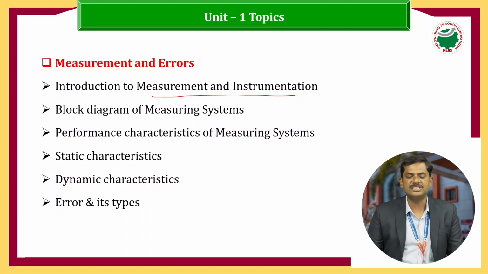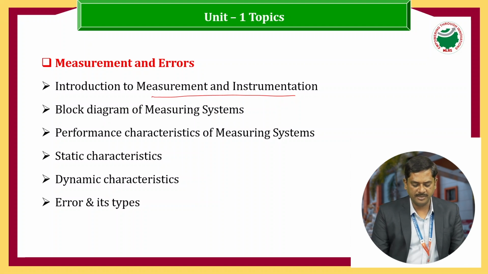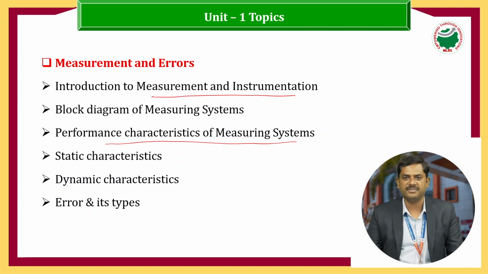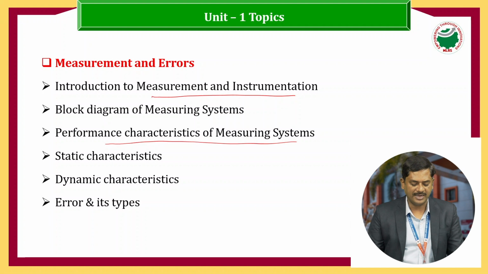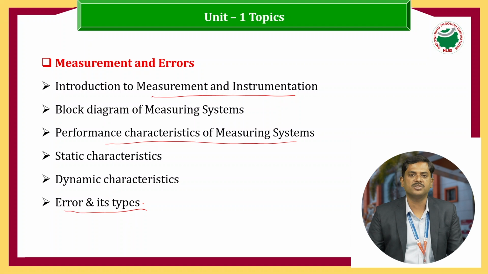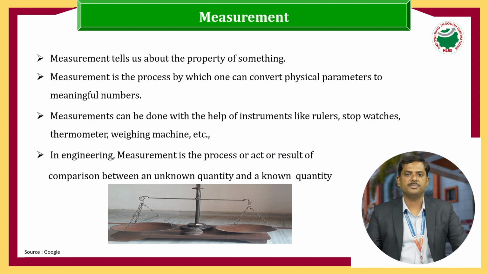And after looking at each and every block of the elements and its functioning, we'll look at the performance characteristics of the measuring systems. Then we'll see the types of the performance characteristics, which are categorized as two: static and dynamic characteristics. Then later we'll be seeing, based on these characteristics, what are the types of errors that can be seen in the performance characteristics.